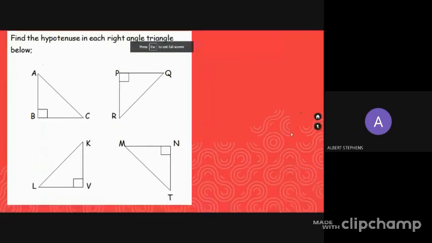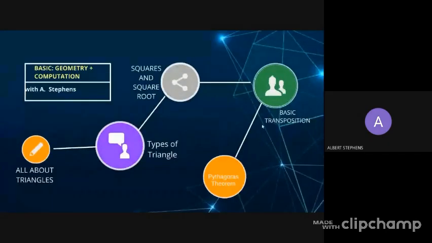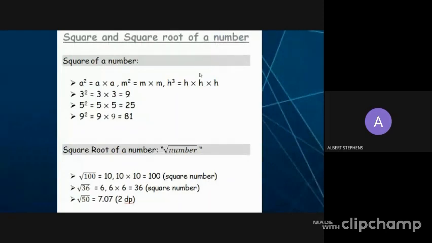All right, so we are going to move on to basic computation. We're going to look at squares and square root. Now, a square means a times a. And in algebra, you remember when you multiply with the same base, you add the index. m square is m times m. h cube is h times h times h.